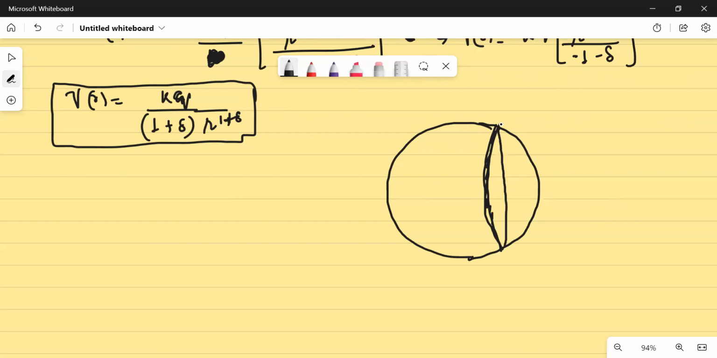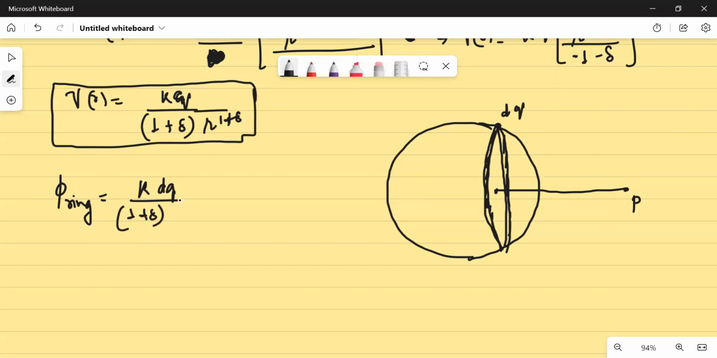Let us understand that if it contains charge dq, let's say this is the charge dq over here, what would be the potential at point P due to this particular small ring? Due to this small ring, I'll write phi due to ring would be equal to K dq upon 1 plus del.